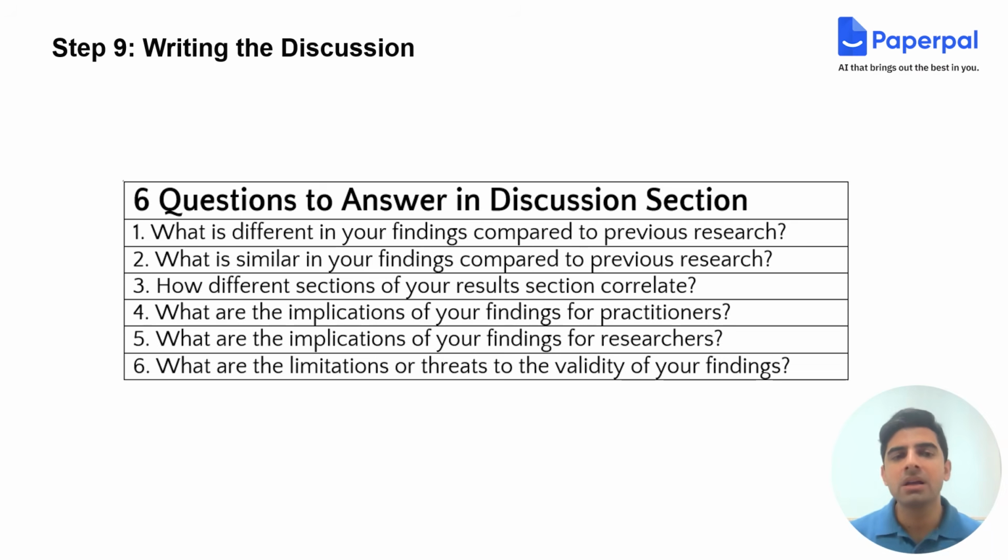The fourth one is what are the implications of your findings for practitioners? If there are industry people, what can they get out of it? The fifth one is what can researchers get out of it? Can they do some research on top of the research that you have reported? And lastly, what are the limitations or threats to validity of findings? As I mentioned, none of the research is perfect. There are always some threats, like external threats, internal threats, conclusion threats. Do mention them upfront, be honest.